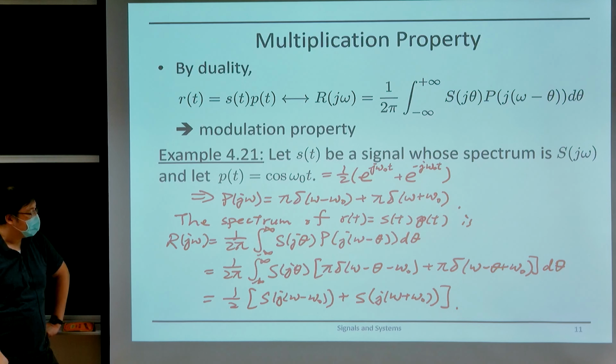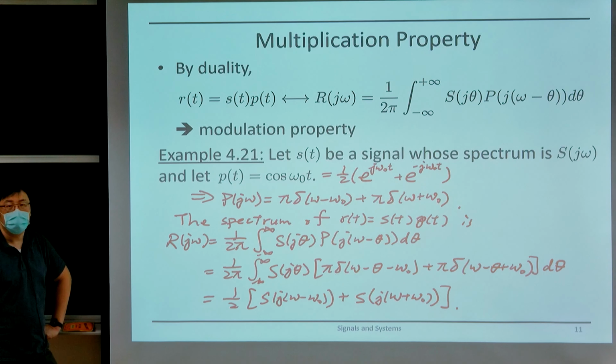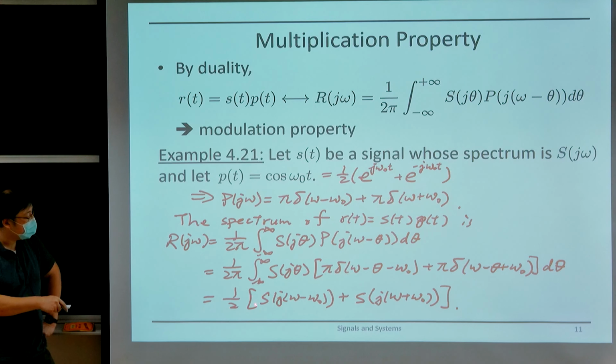So what is this? This is basically the spectrum of the signal s moved to frequency omega naught, and another copy of the spectrum moved to frequency minus omega naught, each scaled by 1/2.